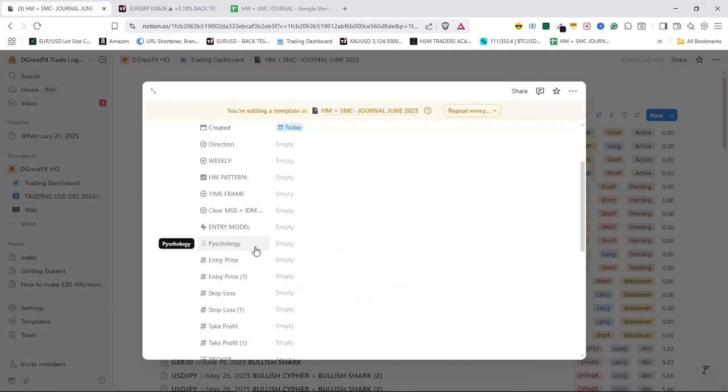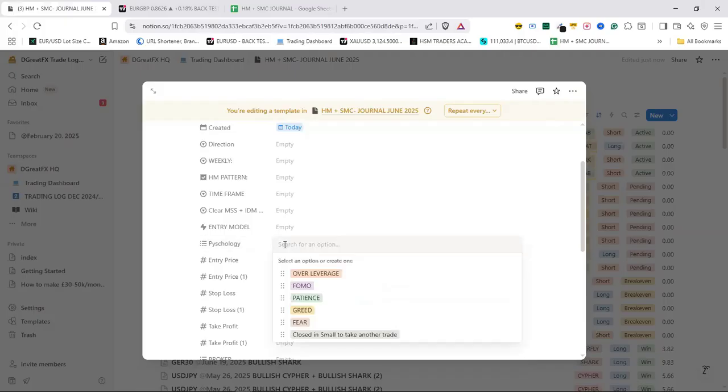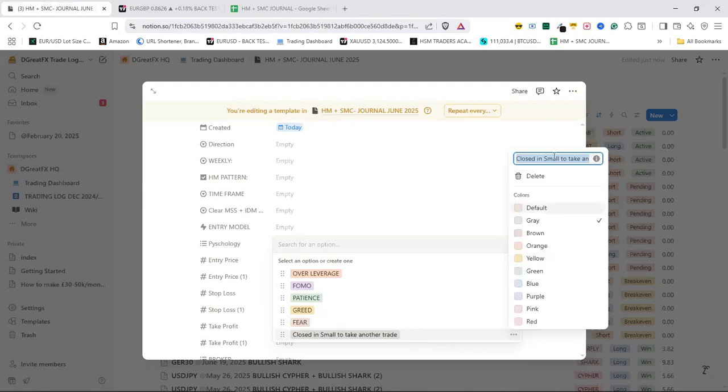What is the psychology effect you are having on this trade? Now, here you can add the ones that affect you personally. Is it over leverage? Is it fear of missing out? Is it patience? Is it impatience? Is it greed? Is it fear? Is it that you close in small profits? You close in small profit to take another trade.